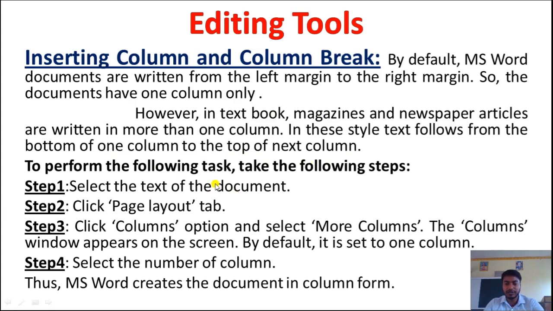Now let me read out the steps, then I'll show you the practical. Step number 1, select the text of the document. Step number 2, click the Page Layout tab. Step number 3, click the Columns option and select More Columns. The Columns window appears on the screen. By default it is set to one column. Step number 4, select the number of columns. Thus MS Word creates the document in column form. So these are the steps we have to follow for inserting columns or column breaks.